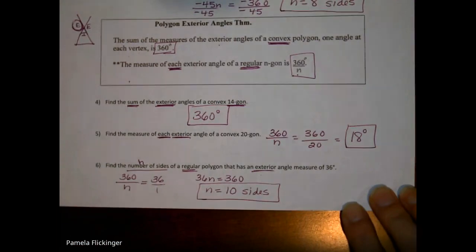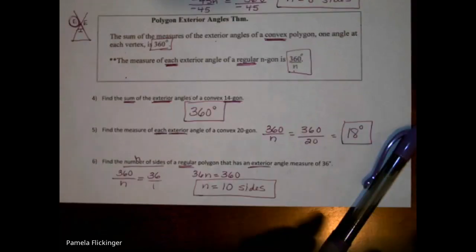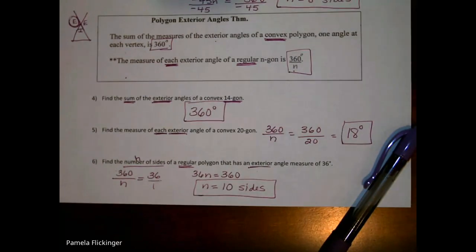Okay, so these are the types of problems that you're working. Again, read carefully, and underline those key phrases, sum, each. Make sure you know if you're doing interior or exterior. If you have any questions, come see me. But you should be ready to practice the second worksheet.